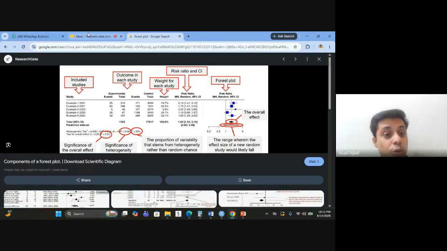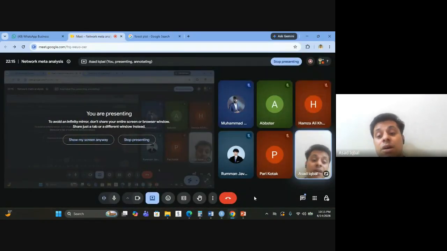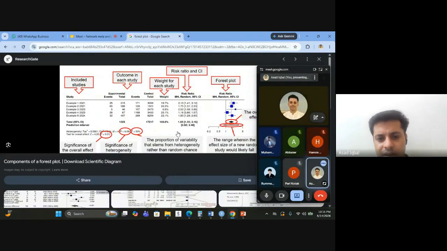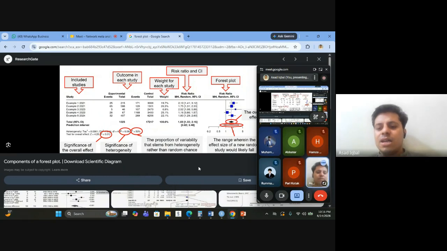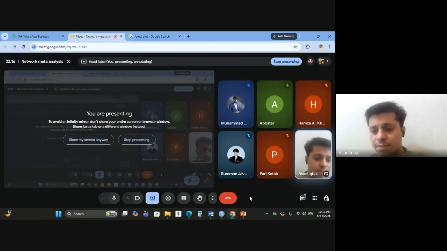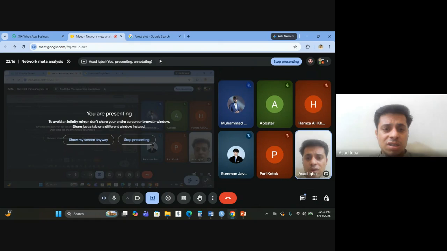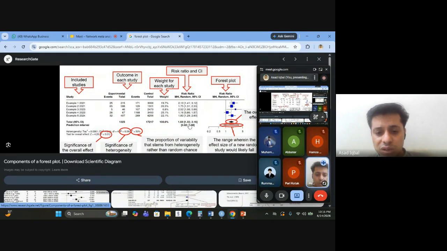Now if I ask you a question like what does a forest plot mean, what would you answer? There is experimental, there is control, and the risk ratio is 1.69, and the confidence interval is purely above 1. What does it mean? Anyone? Can you help me understand what this pooled result means? 1.69, 1.33 to 2.16. What does this mean?